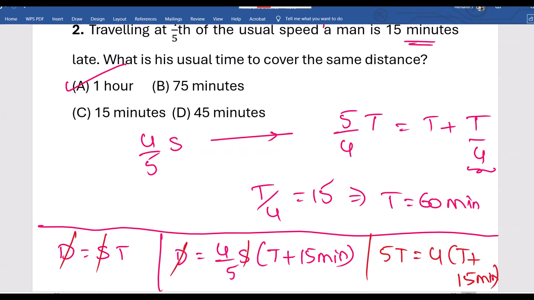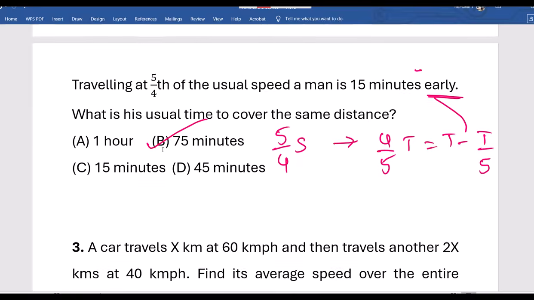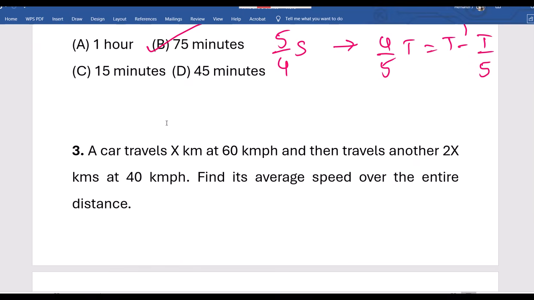Don't inject formulas into your mind. See the question, understand the question, go ahead. Don't prefix formulas. I have 10 formulas, sir. Which formula do I have to apply for this question now? See the question, develop things. Don't fix some formulas in your mind and apply them, that is not okay. Next question. See this third one.